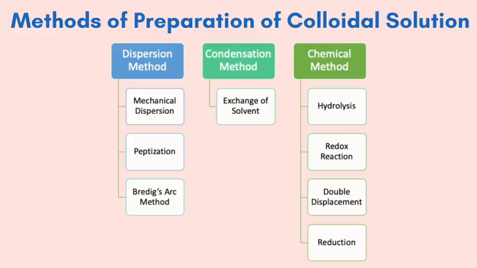Under dispersion methods, there are three techniques. The first one is mechanical dispersion. Second is peptization. The third one is Bredig's arc method. Meanwhile, the second method is the condensation method, and the technique is exchange of solvent. Meanwhile, the last is chemical methods. There are four techniques under chemical methods. The first one is hydrolysis, second is redox reaction, third is double displacement, and the last one is reduction.